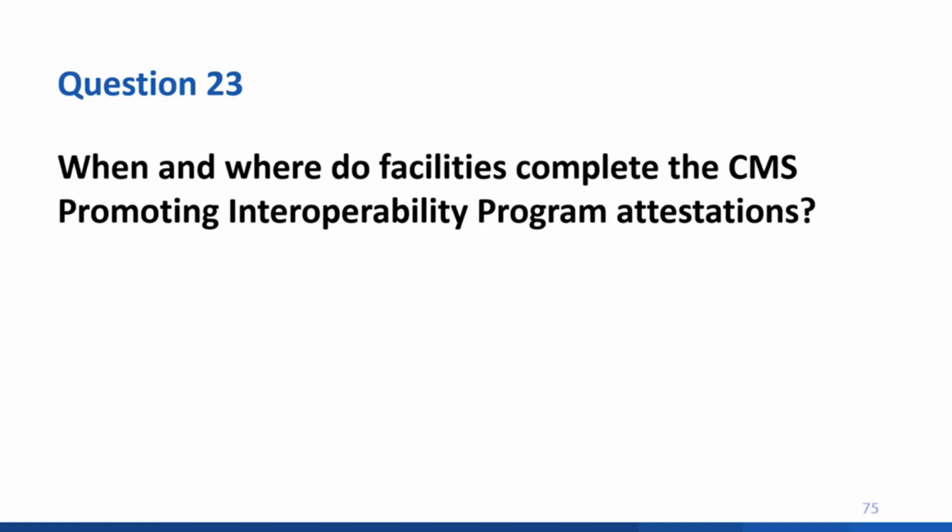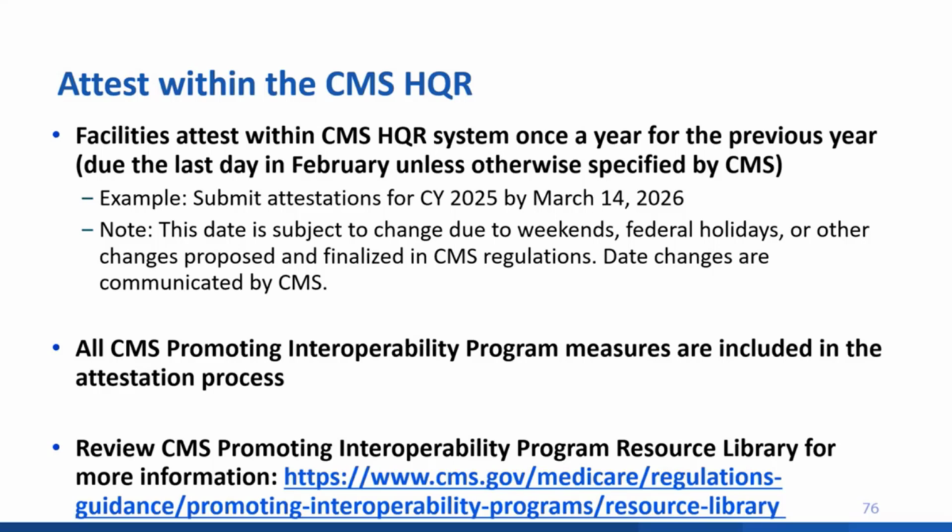When and where do facilities complete the CMS Promoting Interoperability Program attestations? Again, as previously stated, facilities must attest within the CMS HQR system. Facilities attest within the CMS HQR system once a year for the previous year. Example, you would submit attestations for calendar year 2025 by March 14th, 2026.